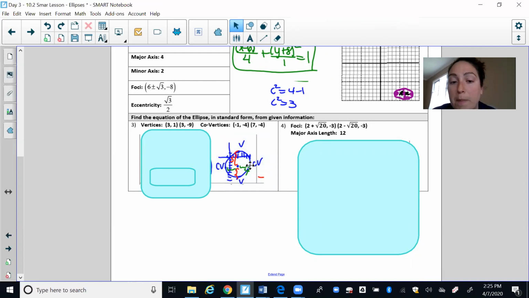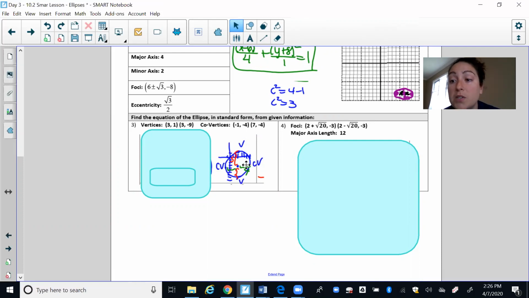I'm going to graph my co-vertices and my vertices. I'm going to label them as well so I know which one's which. So my vertices are at 3, 1, 3, negative 9. My co-vertices are at negative 1, negative 4, and 7, negative 4. So that means that this is a vertical ellipse, which means the number underneath y squared is going to be bigger than the number underneath x squared.